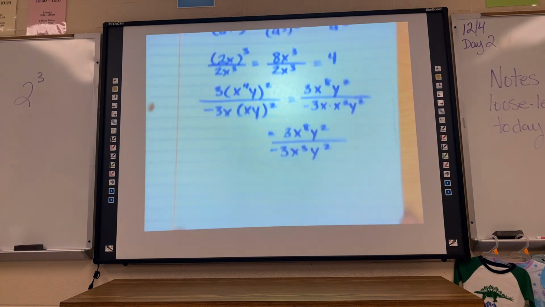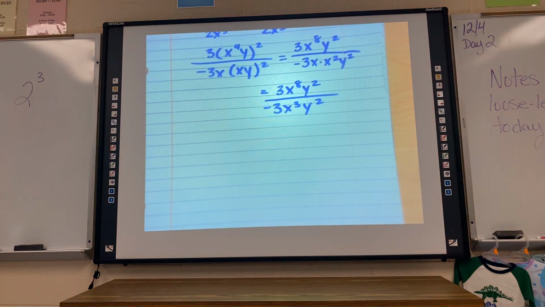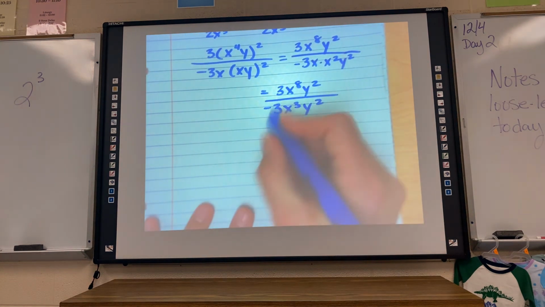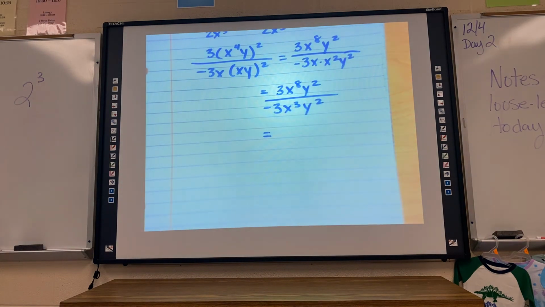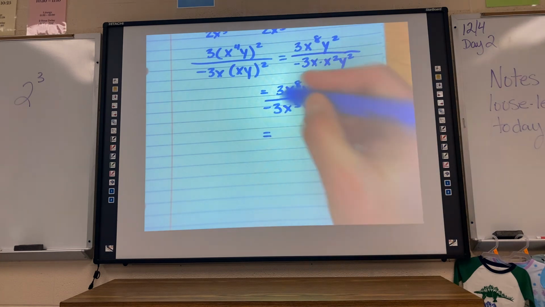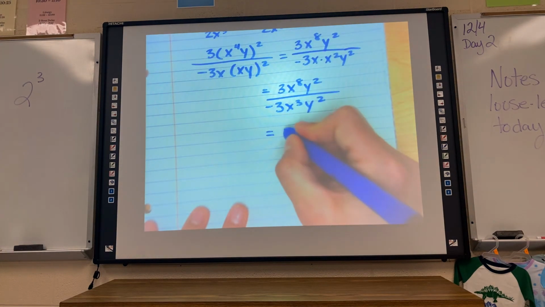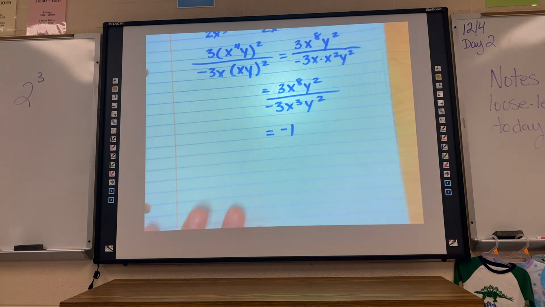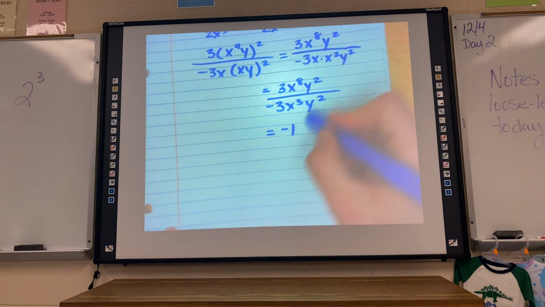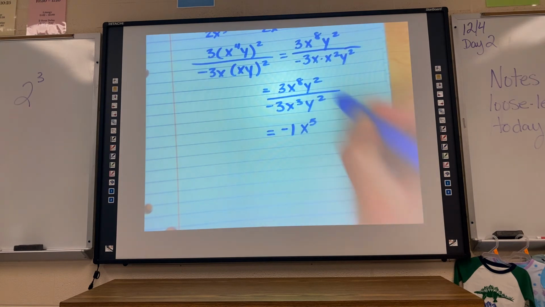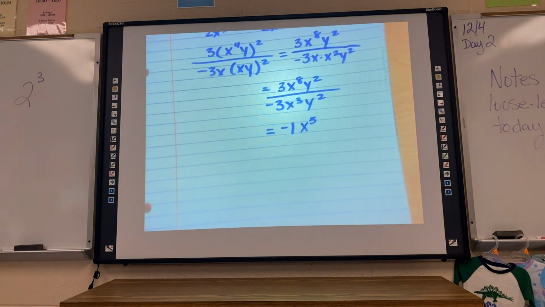We're still not done. What do we end up with? Negative 1x to the 5th. Ava, what were you going to say? What he said. Yeah. So 3 divided by negative 3 is negative 1. X to the 8th divided by x to the third, 8 minus 3 is 5, so that's x to the 5th. And then y squared divided by y squared is just 1, so we don't write that.